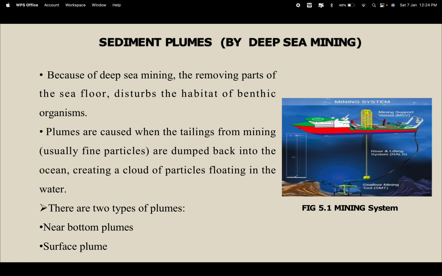Sediment plumes by deep sea mining. Because of deep sea mining, the removed part of the sea floor disturbs the habitat of benthic organisms. Plumes are caused when the tailings from mining, usually fine particles, are dumped back into the ocean, creating a cloud of particles floating in the water. There are two types of plumes: near bottom plumes and surface plumes. Now move to the next slide.